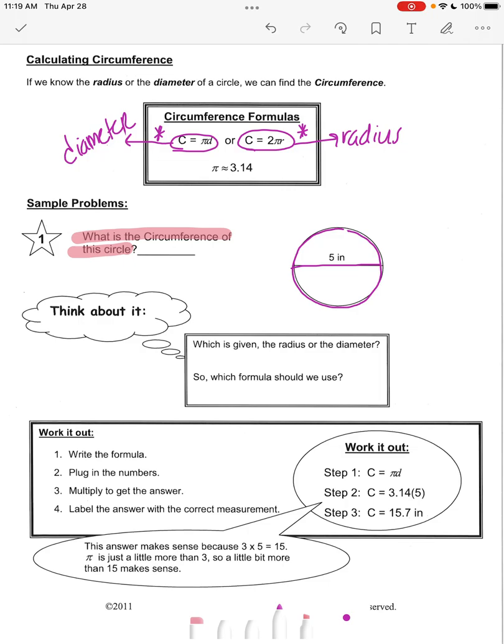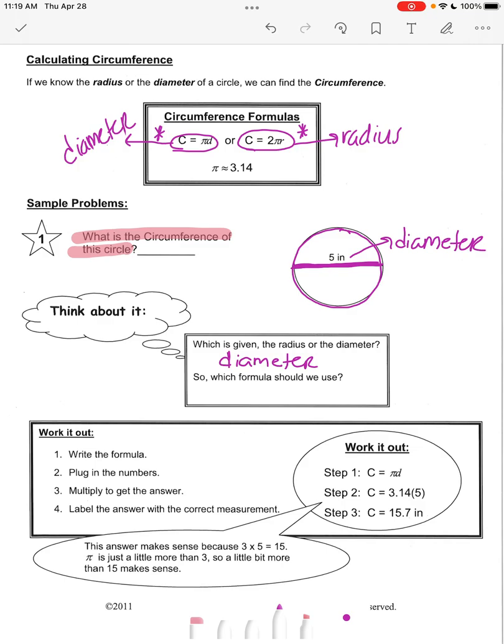In order to do that, we first need to think about, are we given the radius or the diameter of that circle? That 5 inches is from side to side. Okay, so we are given the diameter. All the way across is your diameter. So 5 is your diameter.